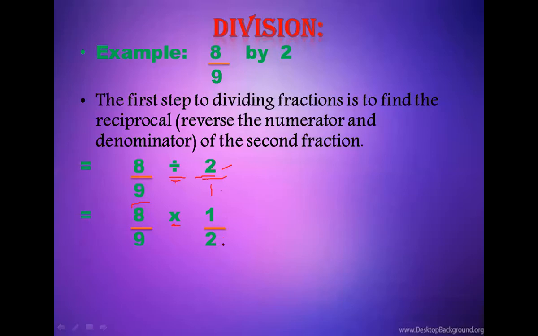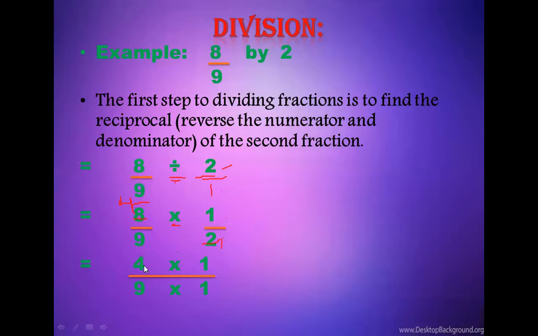Now this is very clear. Simply reduce it. 2 into 1 is 2 and 2 into 4 is 8. Now I will simply multiply here: 4 multiplied by 1 and 9 multiplied by 1.